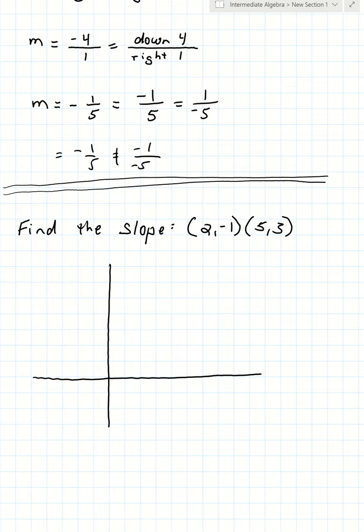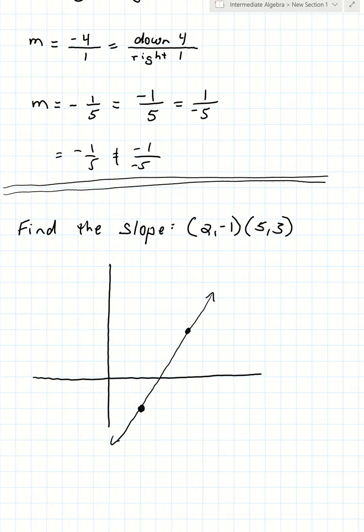So let's graph these 2 points. We first of all have a point at 2, -1. That would be here. Our second point would be at 5, 3. Let's see where that would be. That would be here. So now what we have is this line.